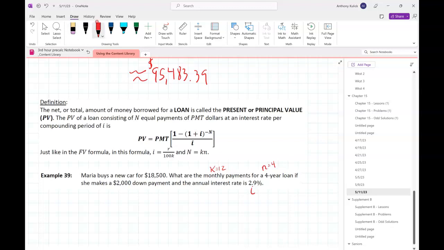And the PV is going to be not 18,500, not 2,000. So it cost 18,500, but we paid $2,000 down. So it's going to be 16,500, because that's the amount we actually had to borrow.